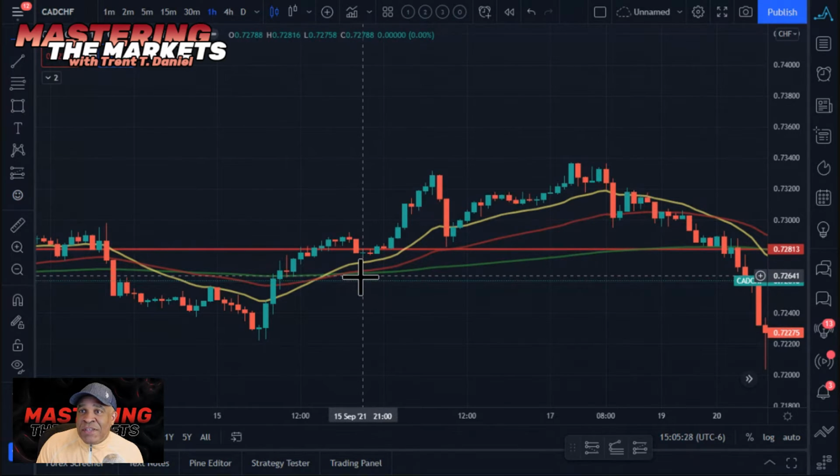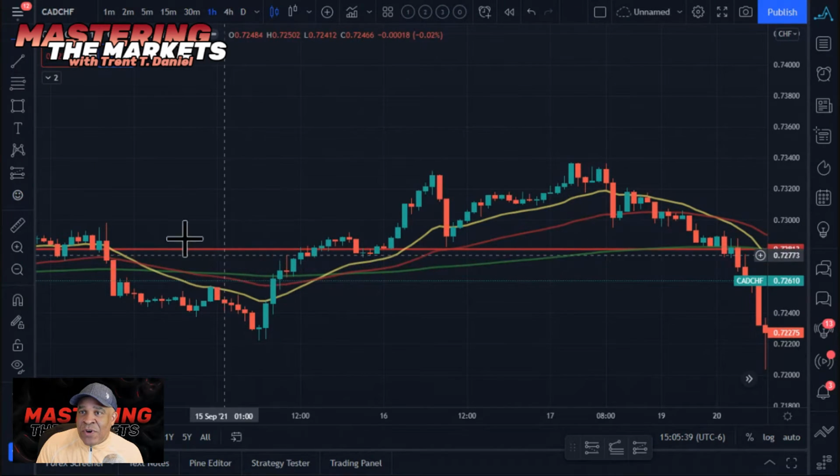So the first thing is make sure you have a good stop loss in place. You're a little bit liberal with that. You give it some room. And the second thing is make sure you get in as close to the 20 as possible.